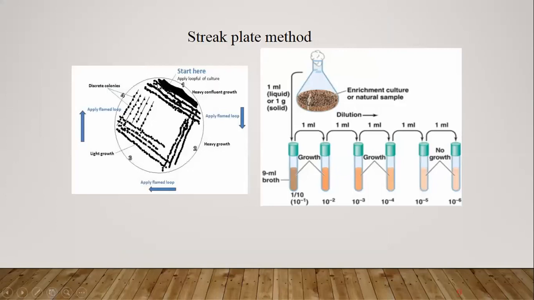You can see this is the first streak. Here you can observe very heavy growth of the microorganism. Then again we use the second streak, and here you can see somewhat less heavy growth. Then here you can see light growth, and in the fourth streak, the isolated colonies are obtained. So this is the first method to obtain isolated colonies, the streak plate method.